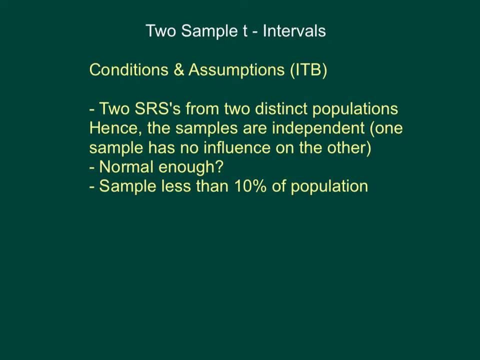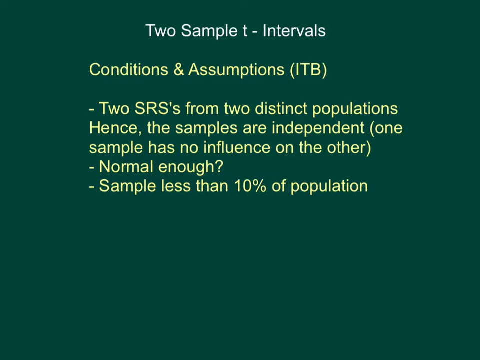In this video, we're going to discuss two sample t-intervals. Two sample t-intervals are one method of comparing characteristics of two populations. Unlike matched pairs, there is no matching of units, and the two samples can be different sizes. As we see, the conditions and assumptions for our full inference toolbox are pretty basic.